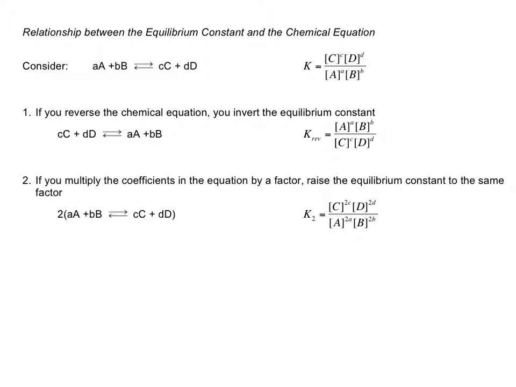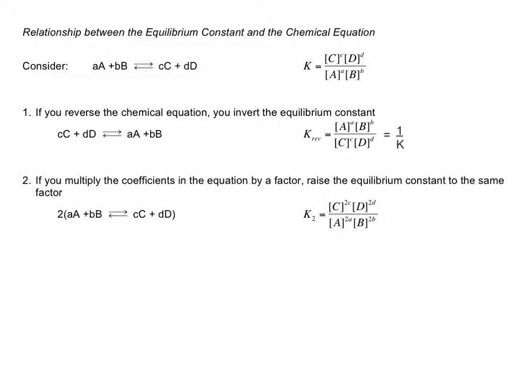So if we have the reaction I just told you where aA plus bB goes to cC plus dD, and the equilibrium constant that we just did on the previous slide, if you reverse the chemical equation, you invert the equilibrium constant. So what we've done here now, we have C and D as reactants and A and B as products. And so if we were to write out the equilibrium constant, we'd have A and B on the top and C and D on the bottom. And this is just equal to 1 over K, that was our original equilibrium constant. So we don't even have to write all of that out. We just know that if it's the reverse reaction, we just do 1 over the equilibrium constant for the reaction we started with.